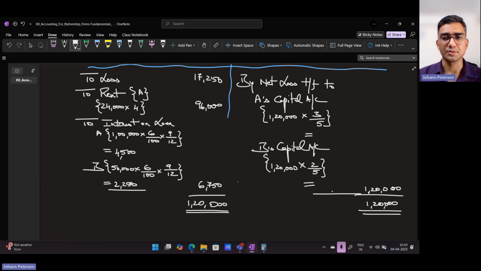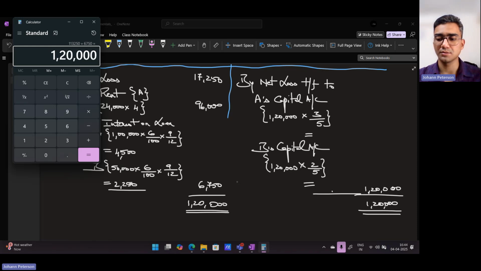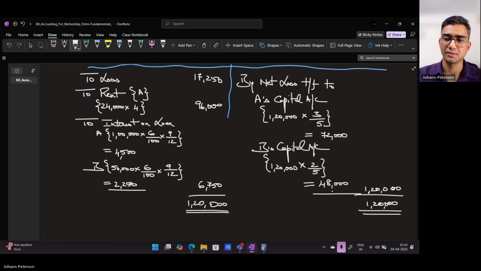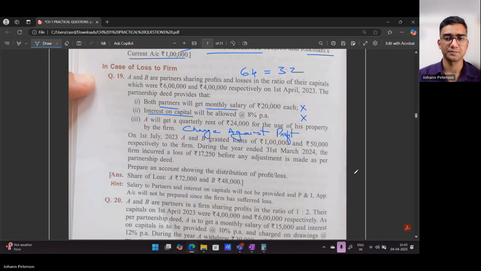So let's see now what is coming. 1,20,000 into 3 divided by 5 gives us 72,000 in the first case. And the second, I suppose, is 48,000. And this totals up to 1,20,000. So that is our answer: 72 and 48.